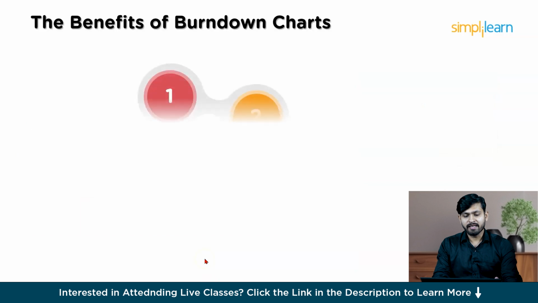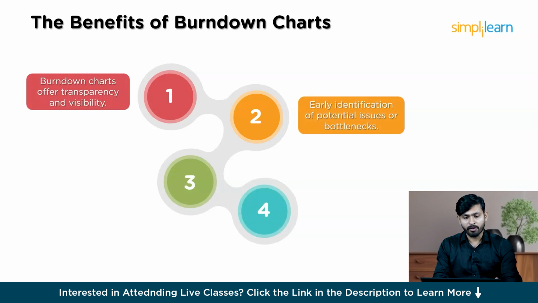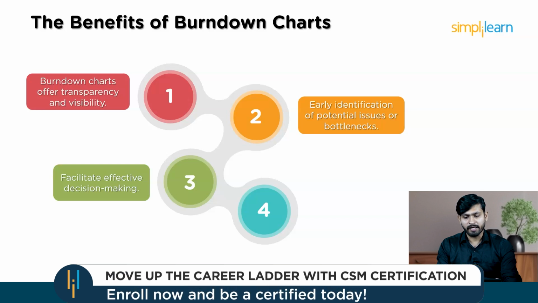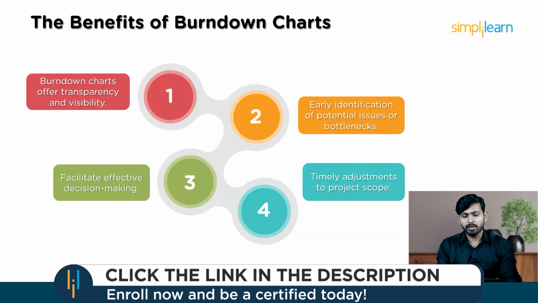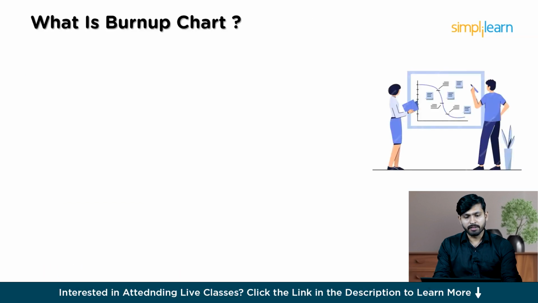Now we will understand the benefits of the Burndown chart. The benefits of Burndown charts are manifold. They provide transparency and visibility into the team's progress, enabling early identification of potential issues or bottlenecks. Additionally, they facilitate effective decision-making by highlighting deviations from the planned work, allowing for timely adjustments to the project scope or resources.